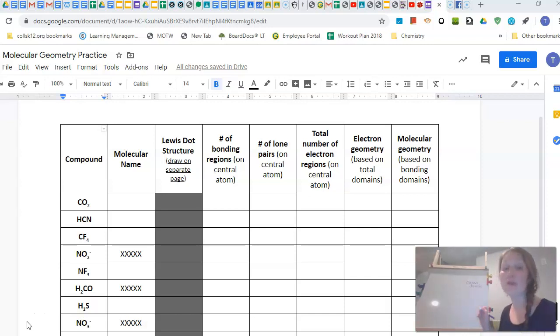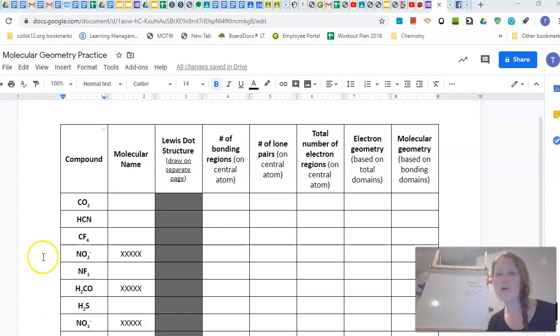Okay. Now, for Lewis dot structure, it says to draw on a separate page. So on a separate sheet of paper, I would want to see a correct Lewis structure for carbon dioxide. Okay, you don't have the ability to draw these in your table, and so you're going to draw them on a separate sheet of paper and then upload those photos to me so I can see the steps by which you draw them. Now, for number of bonding regions, I'd be looking at here and here.